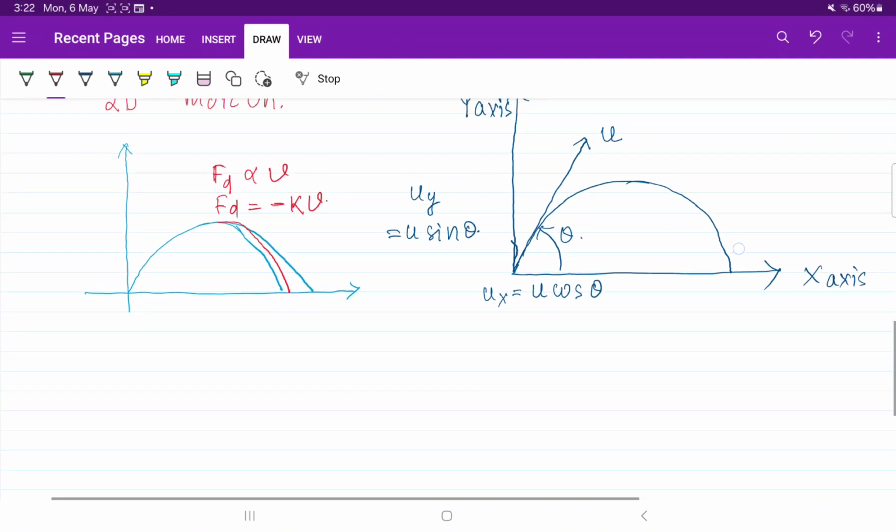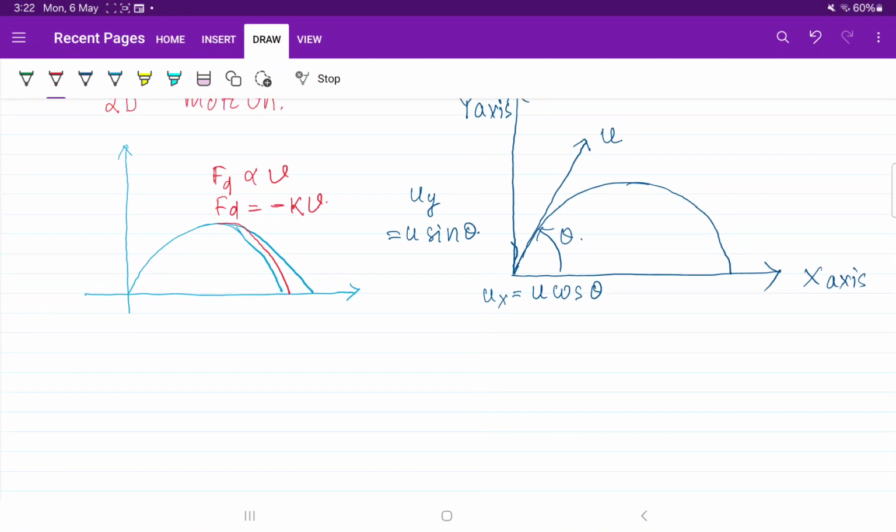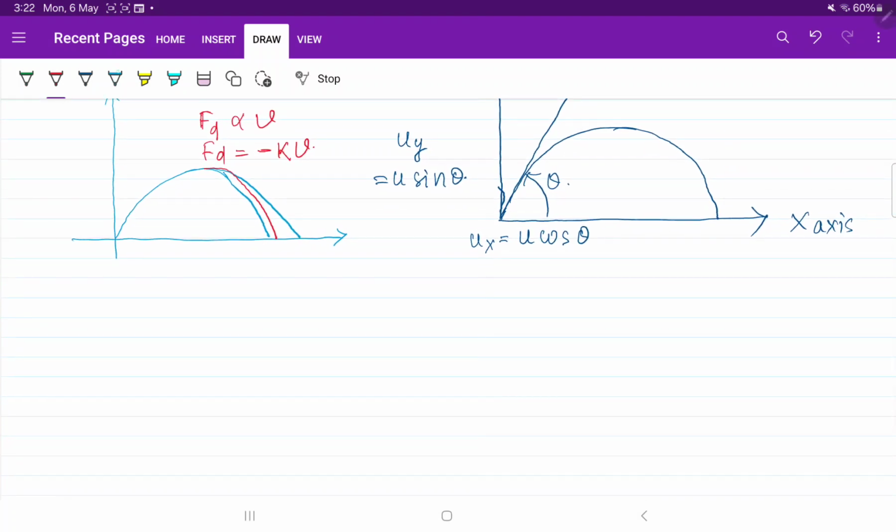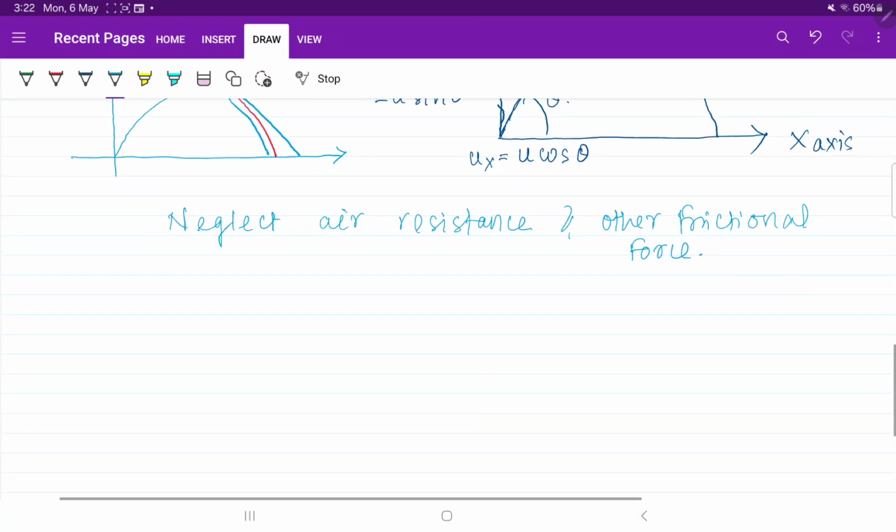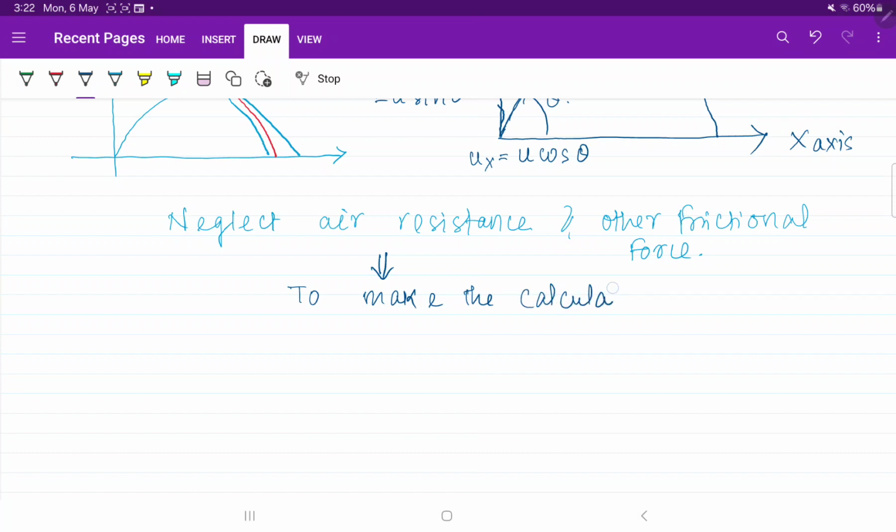This type of equation you are going to deal with in future, but in our case we simply neglect the air resistance and other frictional forces. Why are we doing all this? Because it makes the calculation and derivation quite simple.